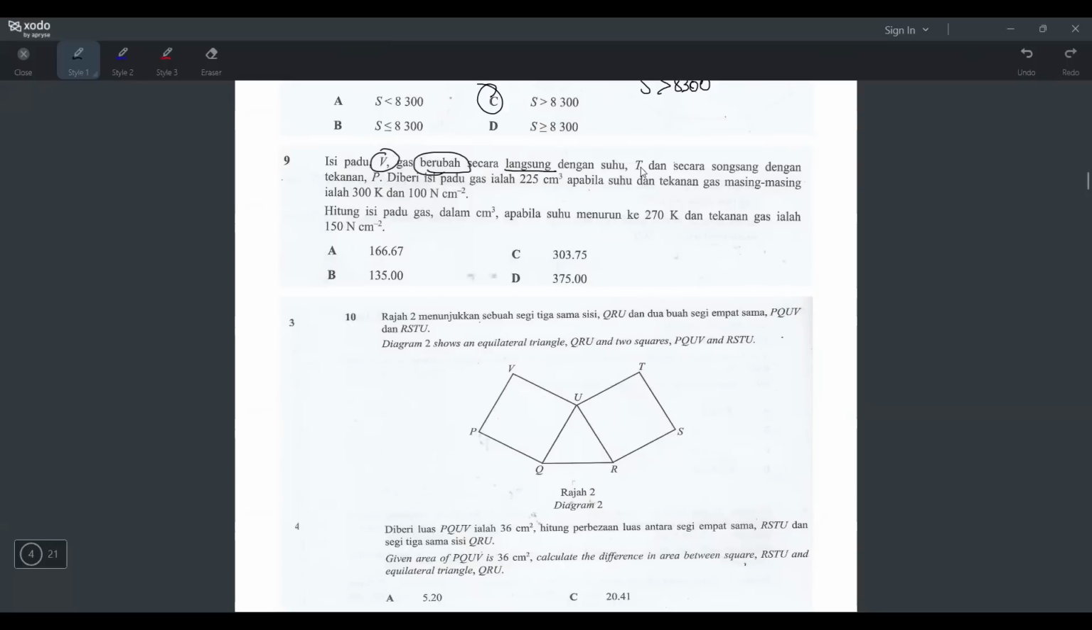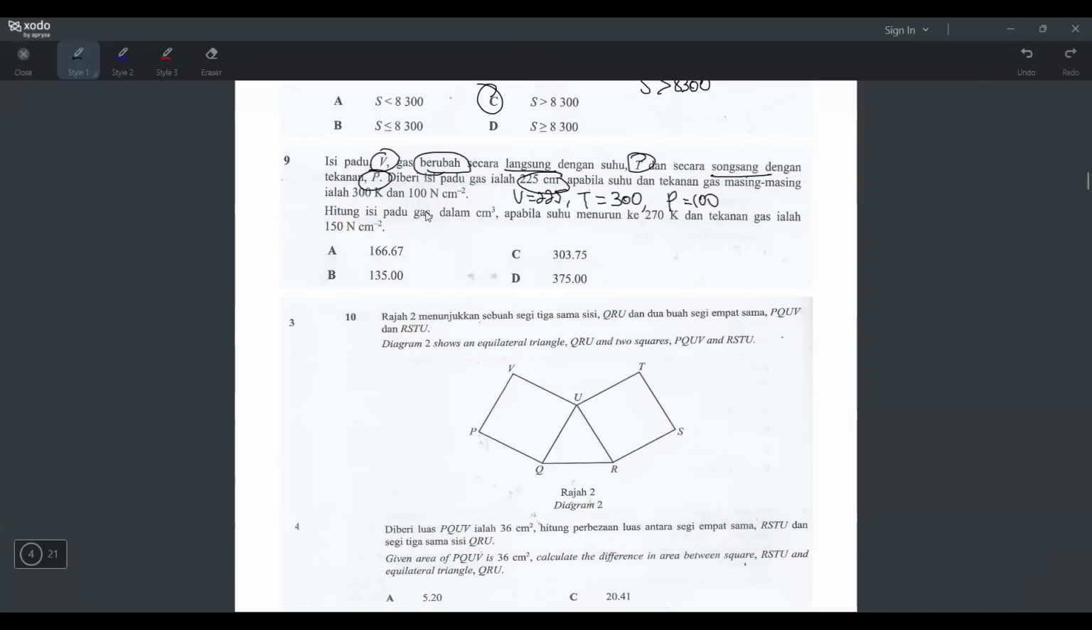V gas berubah secara langsung dengan suhu T dan secara songsang dengan tekanan P. Diberi isi padu gas is 225. So, isi padu tadi dia cakap guna V kan. So, this V is 225. And then apabila suhu dan tekanan gas is 300 Kelvin. So 300 Kelvin is the suhu. Suhu, they want you to use T to represent. So T is 300. And then 100 is the tekanan, pressure. So pressure P, they use P, 100.